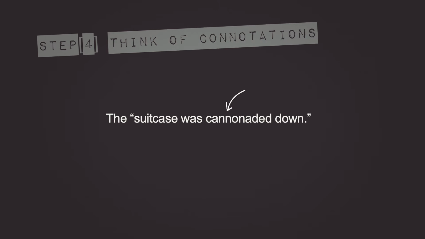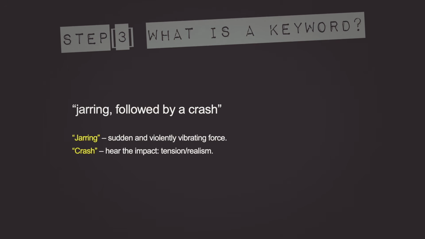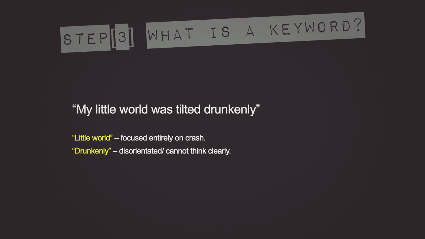Like this, the suitcase that cannonaded down. Cannonaded meant life-threatening impact, feeling under attack, or like a huge gun in a war zone. In jarring followed by a crash, jarring suggests a sudden and violently vibrating force. Crash allows readers to almost hear the impact, creating tension through realism. One more. In my little world was tilted drunkenly. Little world implies that he was focused entirely on the crash, whereas drunkenly suggests he's disorientated and cannot think clearly.